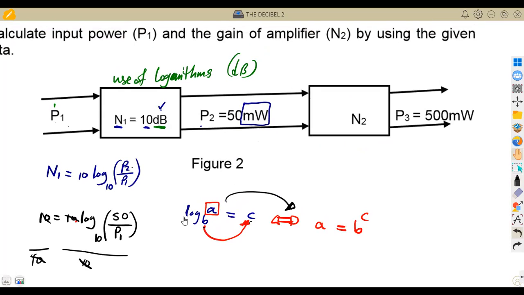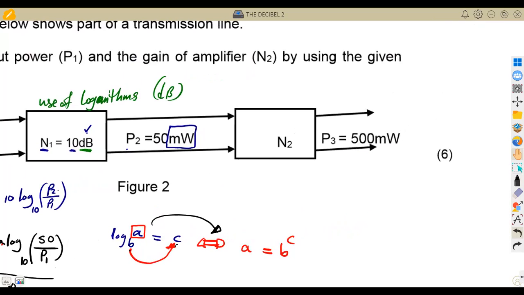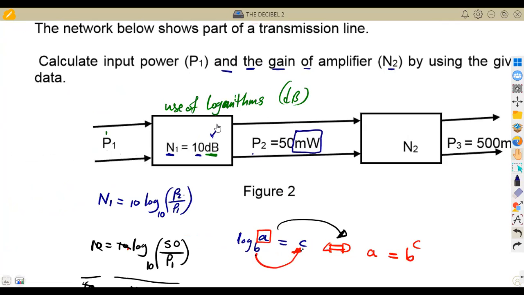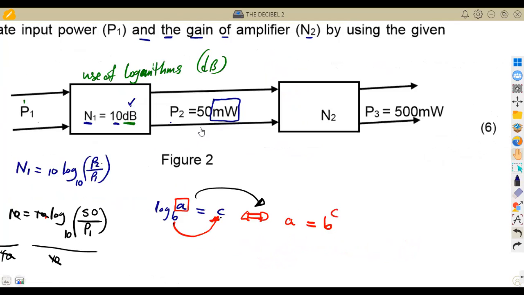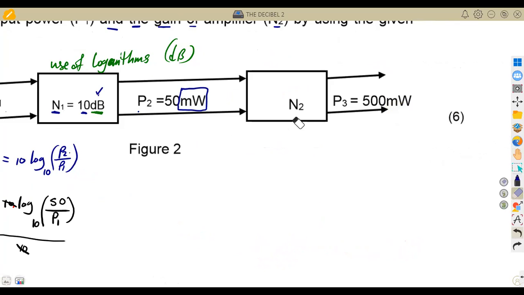If it was not in decibels, we would just use P2 over P1 directly as it is, but now it's in decibels. They also clarified the other part, let me read this one: we are also supposed to calculate the gain of the amplifier N2 by using the given data. As we saw, the first gain was given in decibels, so N2 we are also supposed to calculate in decibels.